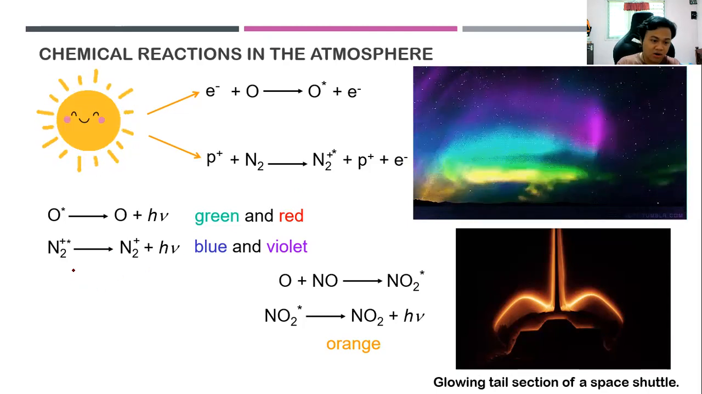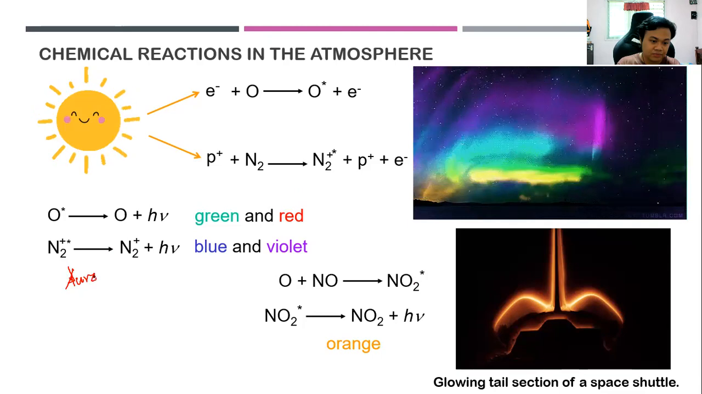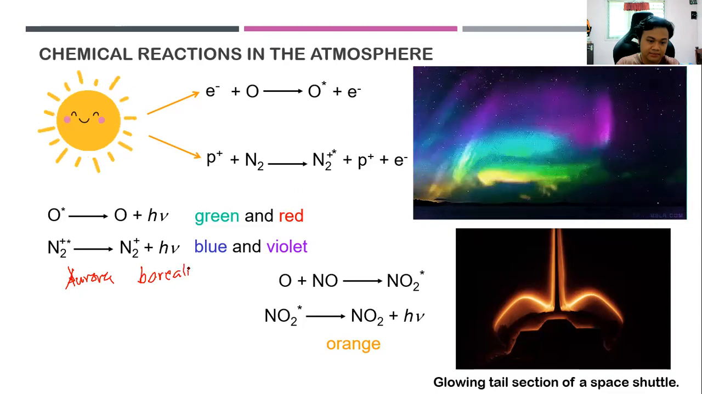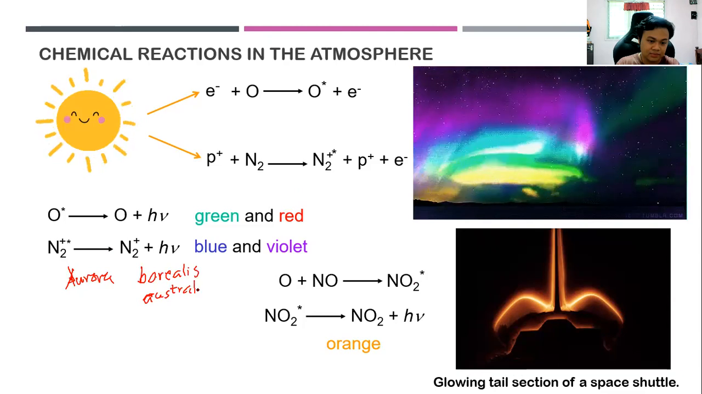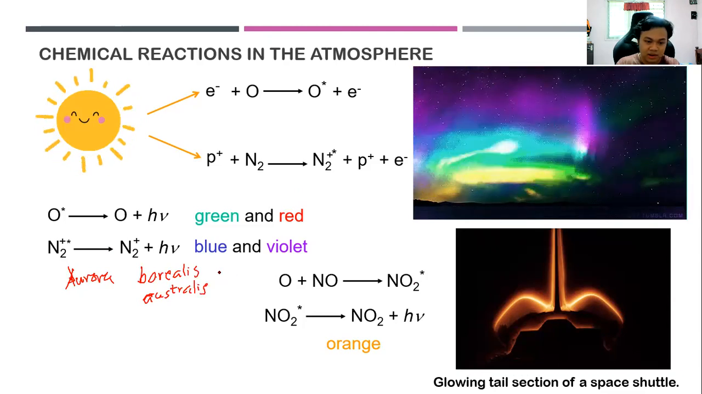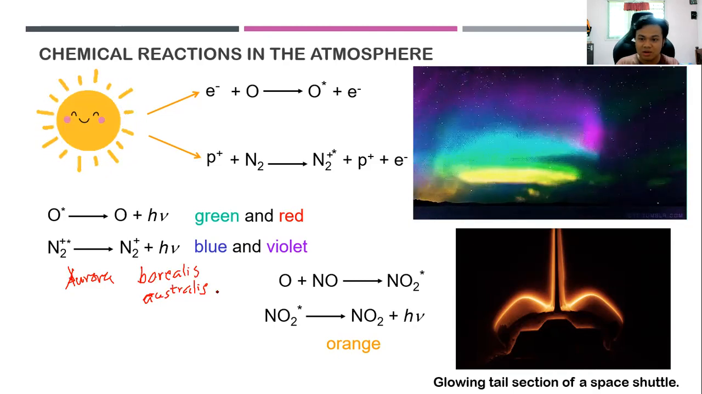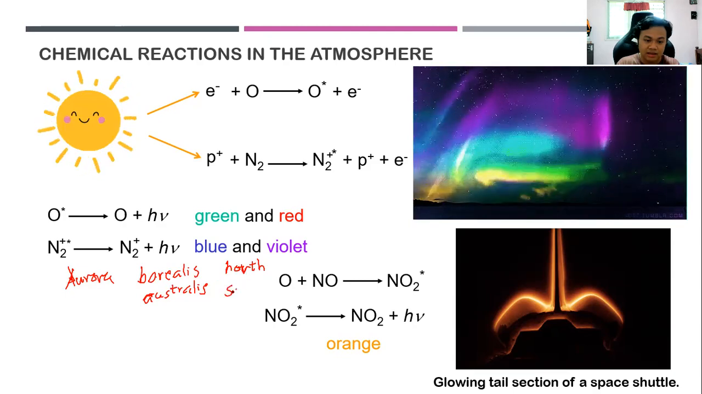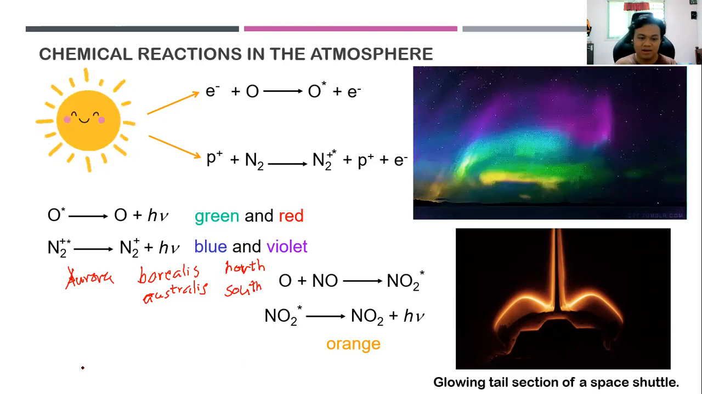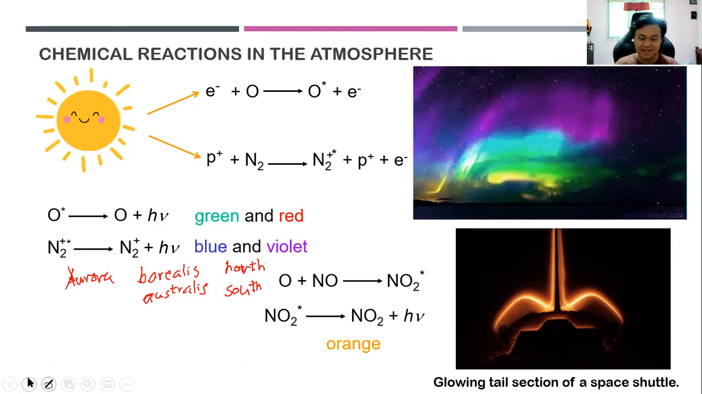So for the aurora, there are two kinds, the borealis and the australis. Which is in the northern hemisphere and which in the southern hemisphere? The borealis is in the north, and the australis is in the south. Okay? That's a bit of trivia for you.